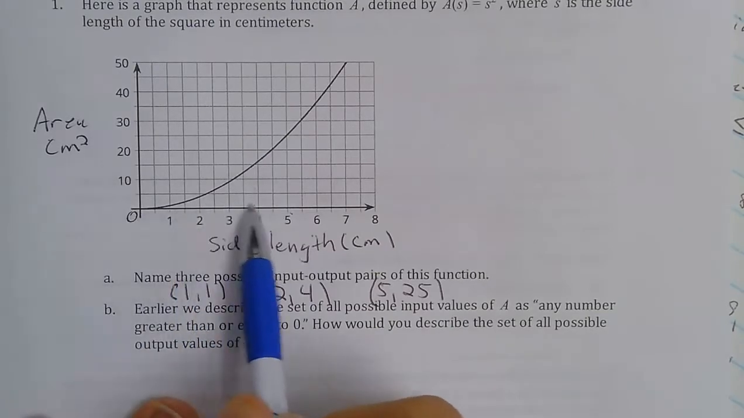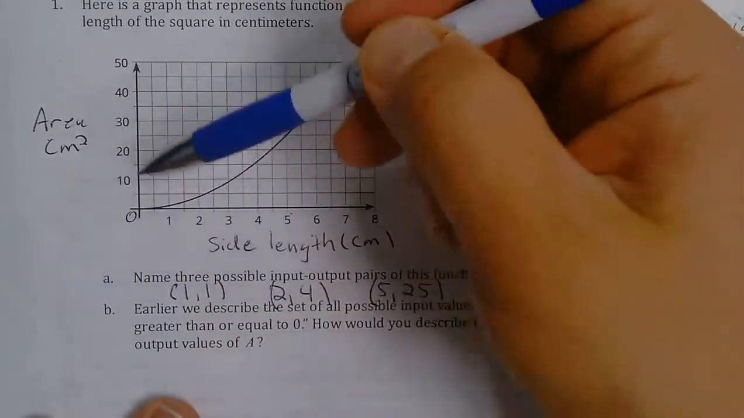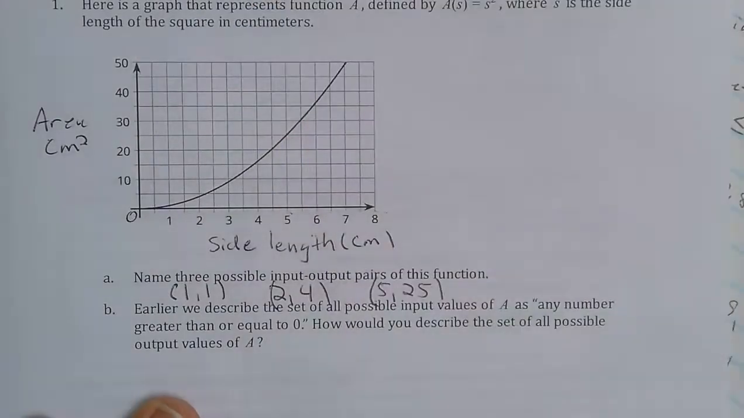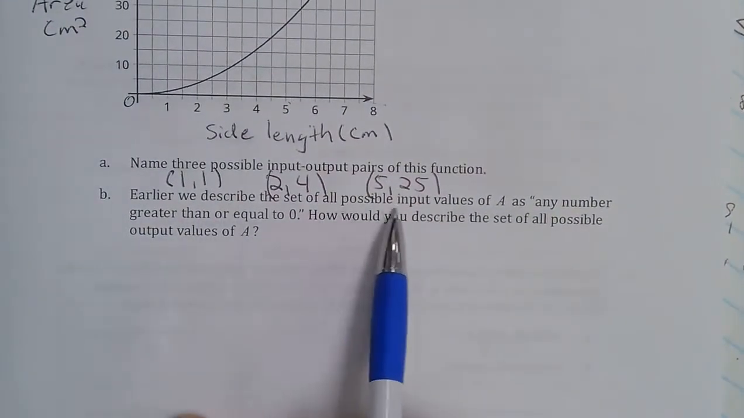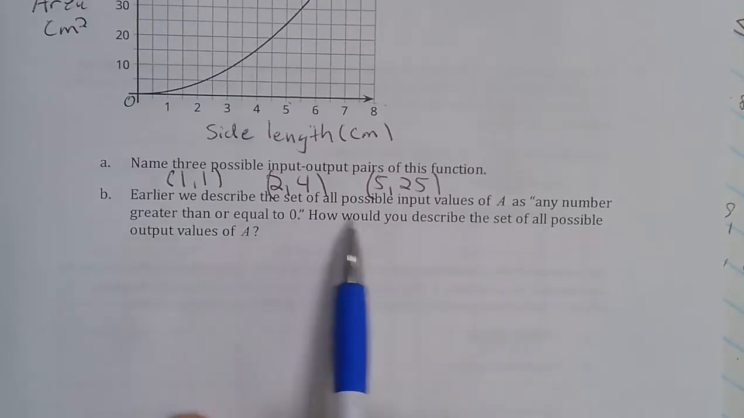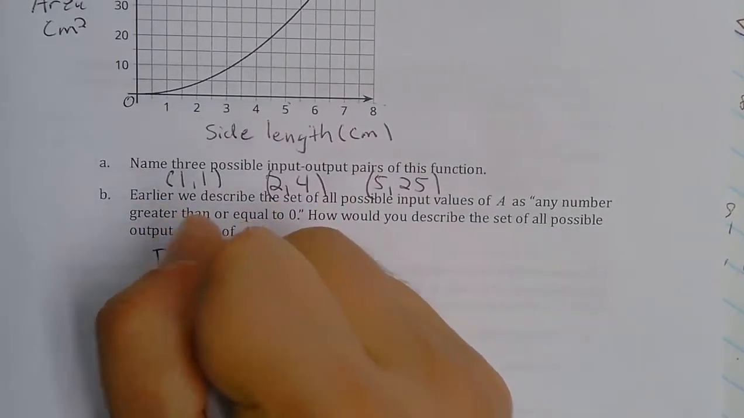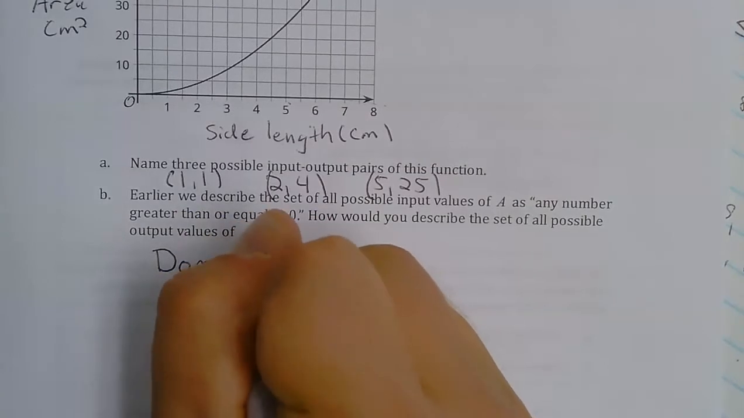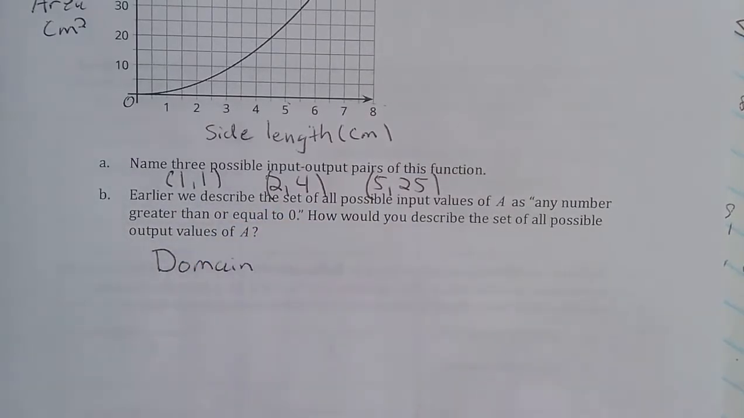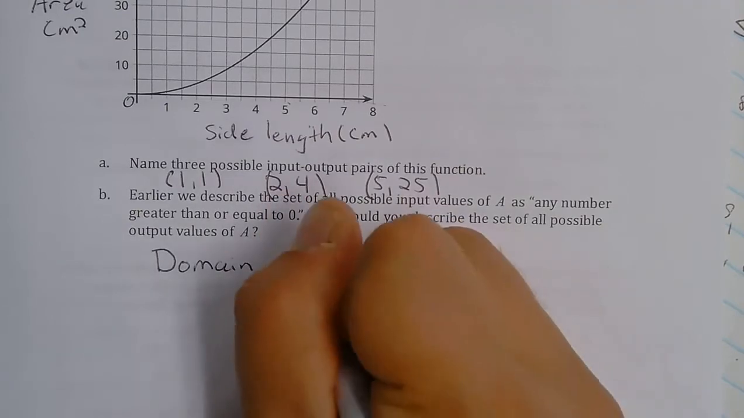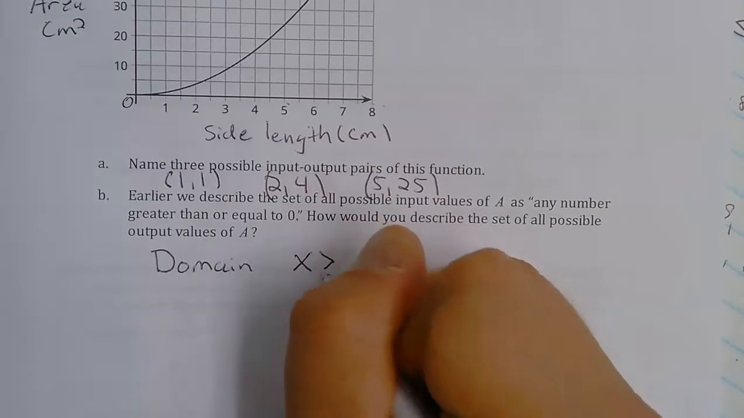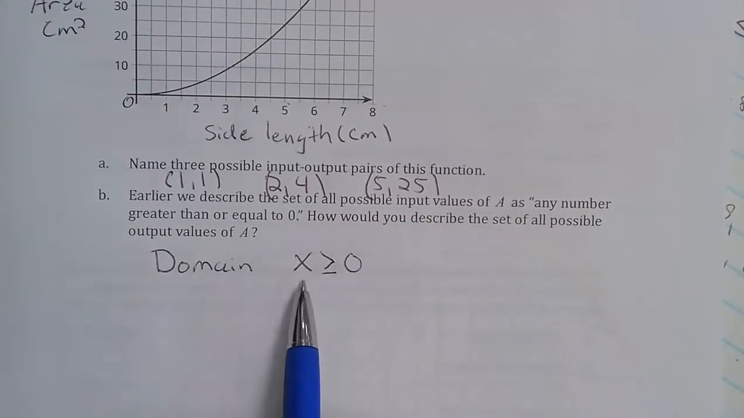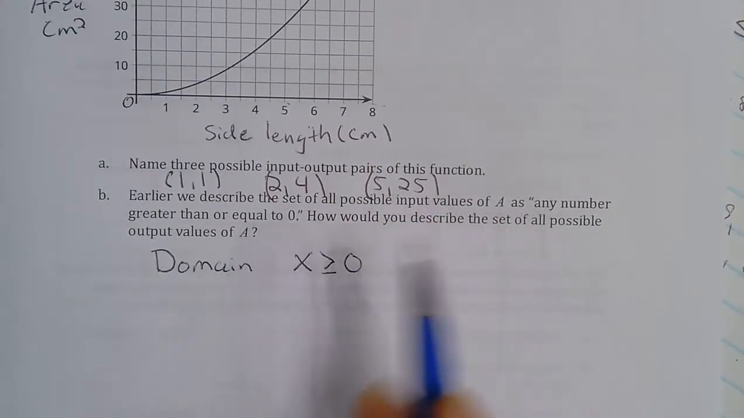Now, all possible inputs are called the domain. All possible outputs on the y-axis are called the range. So earlier, we described all set of input values as any number greater than 0. So I'm going to write that more mathematically precise. I'm going to say the domain would be x is greater than or equal to 0. Now, that's one way to write that.